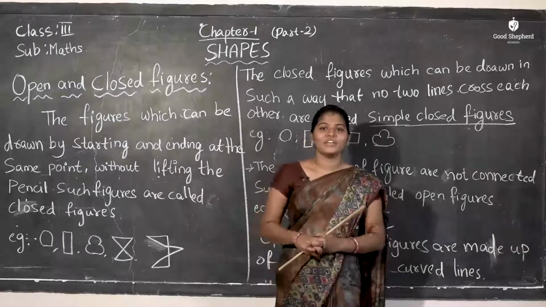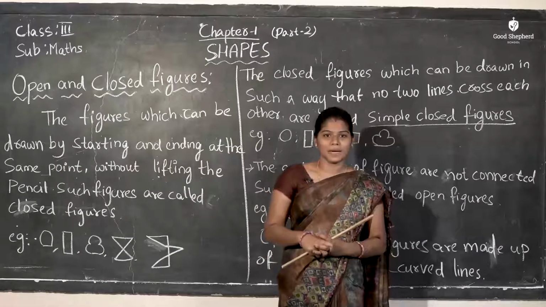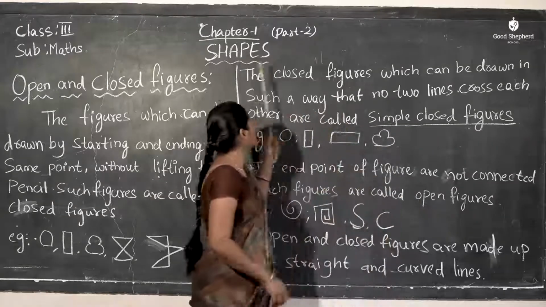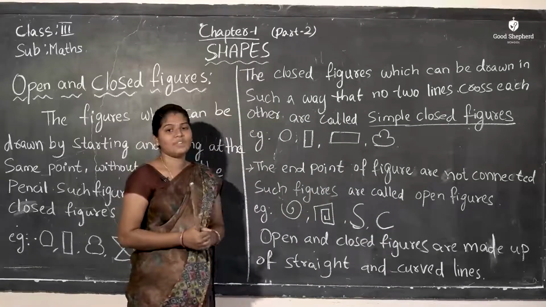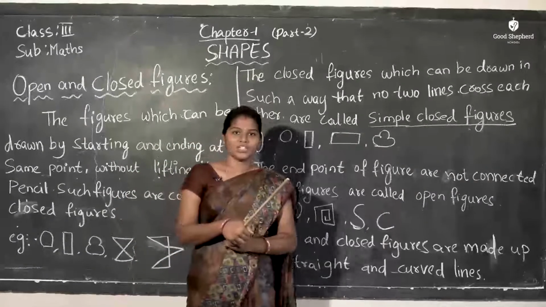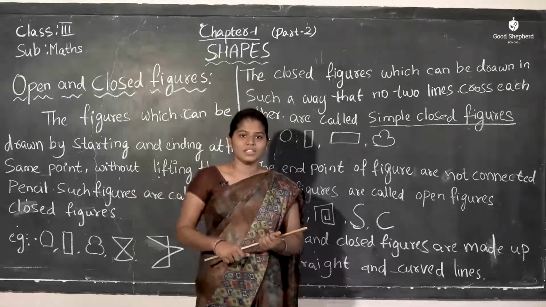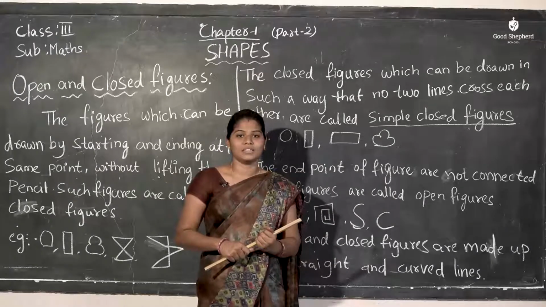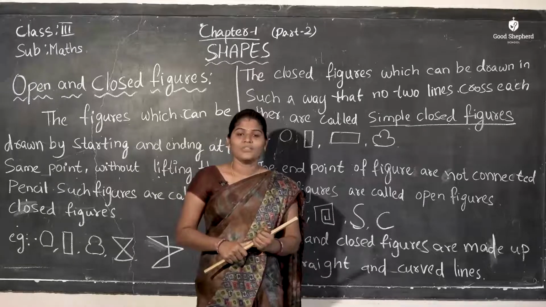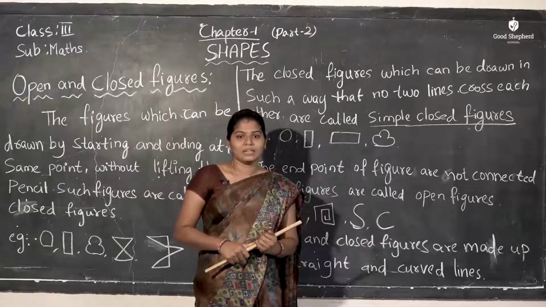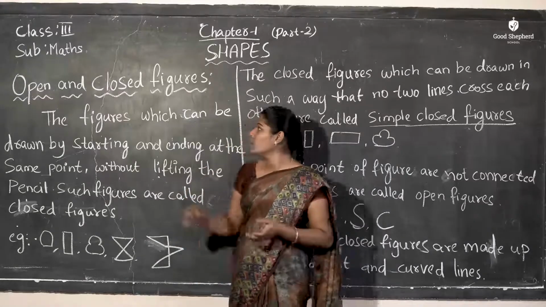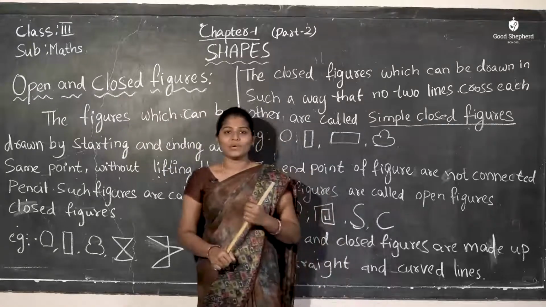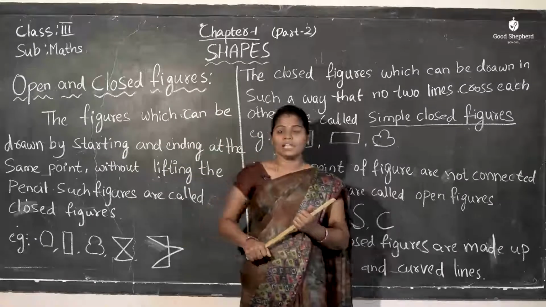Hello students, today we are going to learn 3rd class mathematics part 2 chapter 1, that is shapes. In the previous video we learnt about solid shapes, faces, edges, vertices and what solid objects are. Today in part 2 we are learning about open and closed figures. What are open and closed figures? Today we are going to learn.